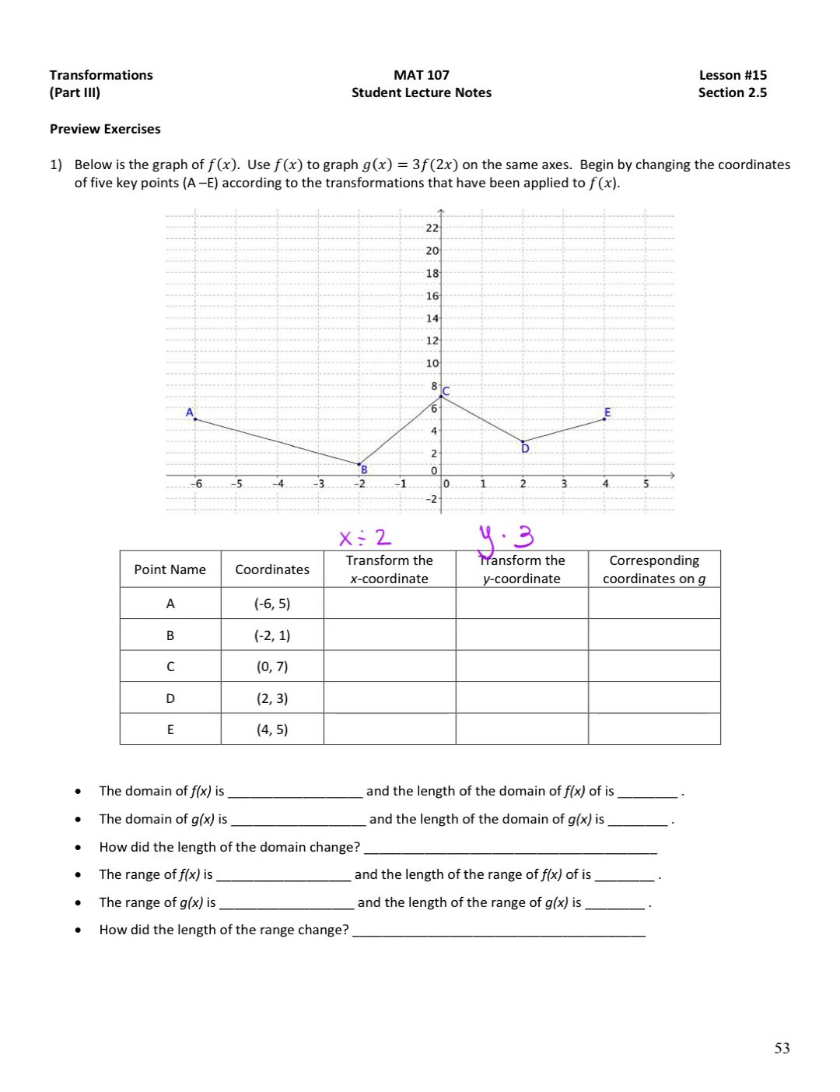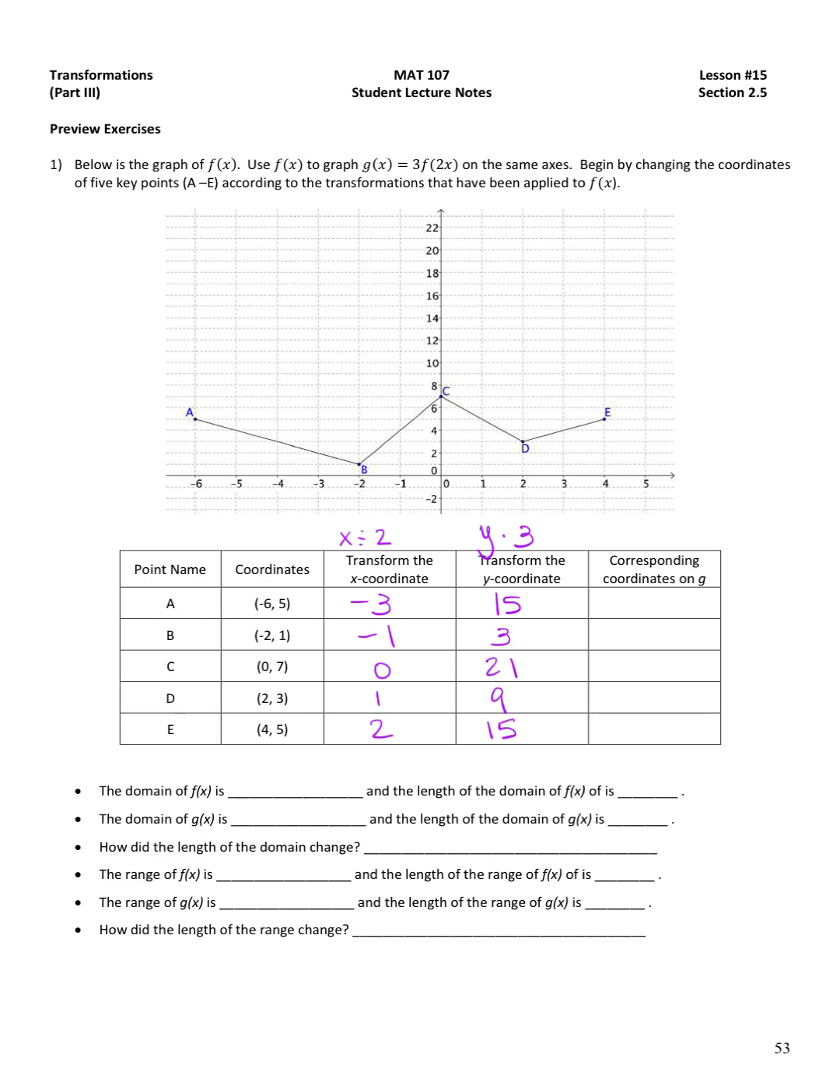Here are my key points, A, B, C, D, and E. I've written down their coordinates. (-6, 5) is the coordinate of point A. Then I'm going to transform the x's and the y's according to these rules. We divide x by 2, and we get -3, -1, 0, 1, 2. We triple the y's, and we get 15, 3, 21, 9, 15.